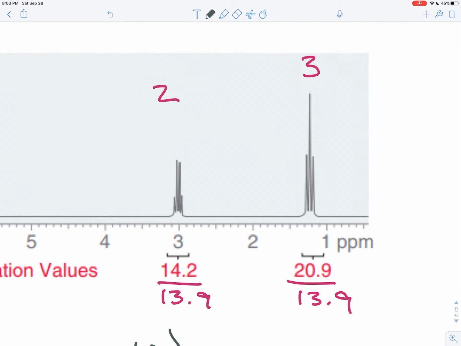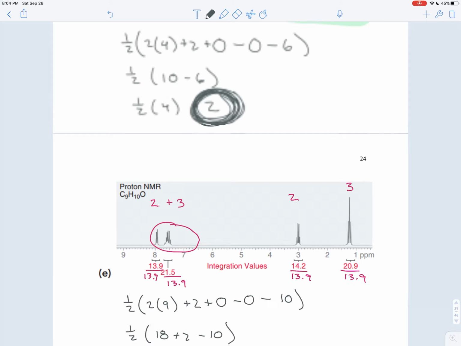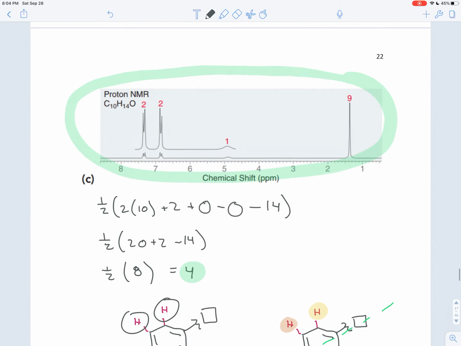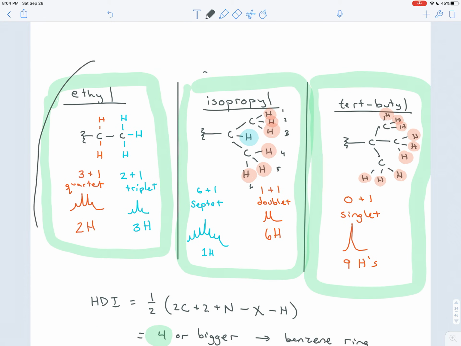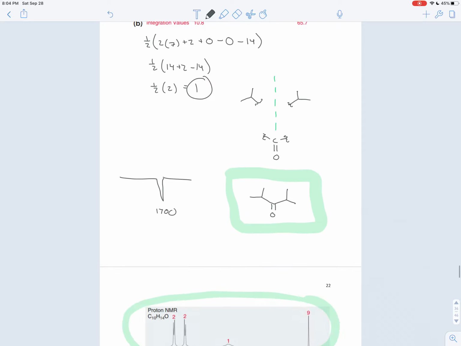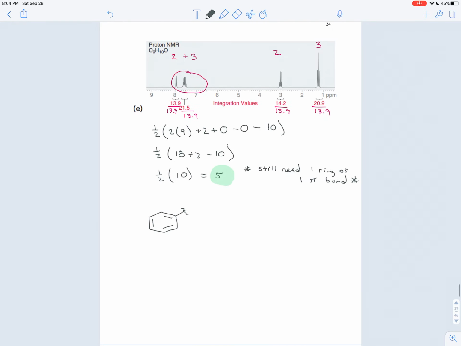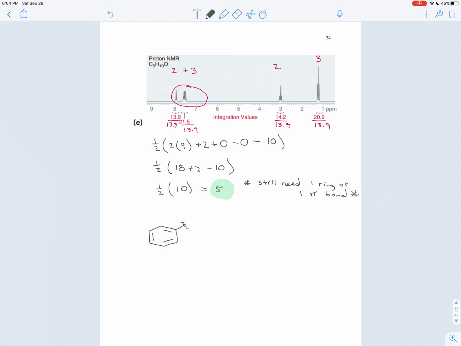Next, we have a quartet, right? This has 1, 2, 3, 4 little spikes. A quartet with an integration of 2, and a triplet, 1, 2, 3 little spikes, with an integration of 3. And that is one of those patterns that I pointed out at the very beginning. That's the pattern for an ethyl group. So if you have a quartet with an integration of 2 and a triplet with an integration of 3, that's a sign that you have an ethyl group. So that tells us we have an ethyl group.